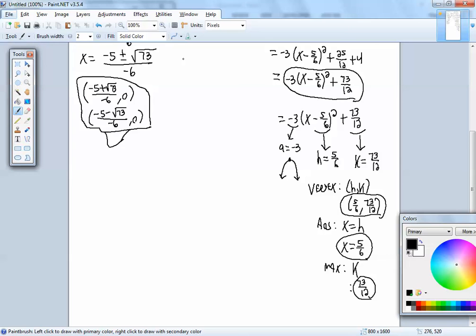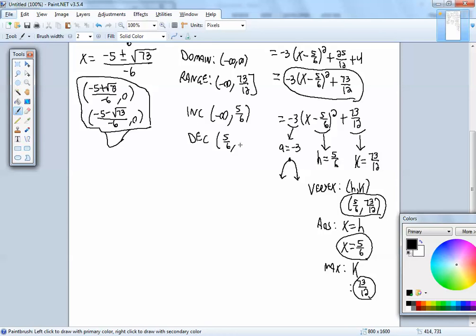Okay, now our domain. Domain is always negative infinity to positive infinity for quadratics. Our range is based upon the y part of the vertex. And our graph opens down, so it's going to negative infinity. So it's going to go from negative infinity to the y part of our vertex, which is 73 over 12. Now it's increasing initially, so that's going to be increasing from negative infinity, and it stops increasing at the x part of our vertex, which is 5/6. And then it's decreasing.